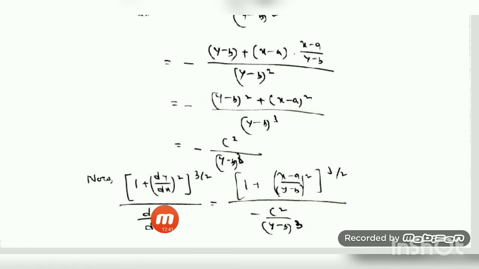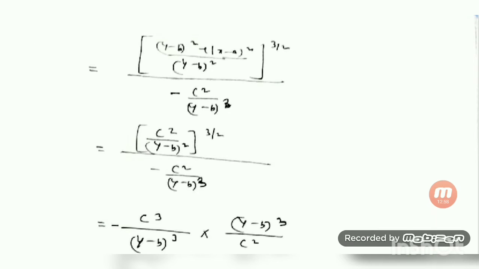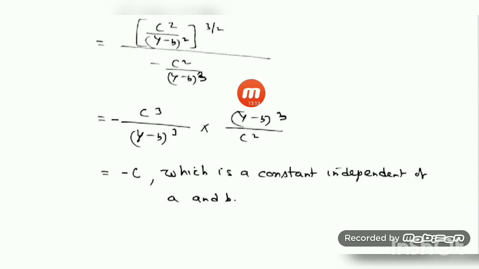Then I have considered your given expression and put the value. Here you see this is equal to, I have substituted the value of dy dx, that is equal to x minus a by y minus b, whole square to the power 3 by 2, and this value is equal to c square by y minus b whole cube. Then do the simplification step. Here I'm taking common, then this is y minus b whole square plus x minus a whole square, and this again I can substitute c square whole to the power 3 by 2. Then here 3 by 2 and this square can be cancelled out, that is what is left, c cube by y minus b whole cube, and again to take the reciprocal, y minus b whole cube by c square. This is cancelled out, minus c is left, which is a constant independent of a and b.